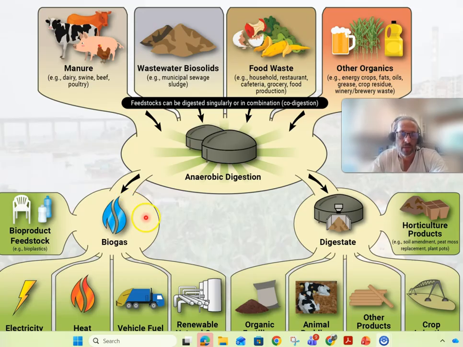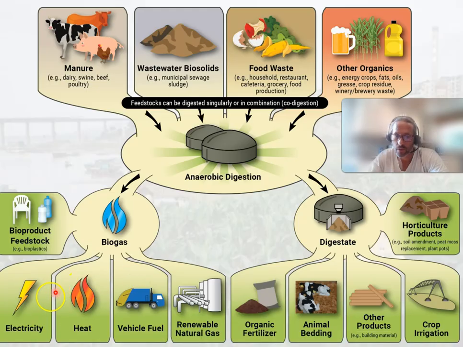gas. And you can use that for whatever you use natural gas for: electricity, heat, etc. And then you have this digestate, which is left over, nice rich organic fertilizer. You can use it in animal bedding, you can use it in other stuff, right?